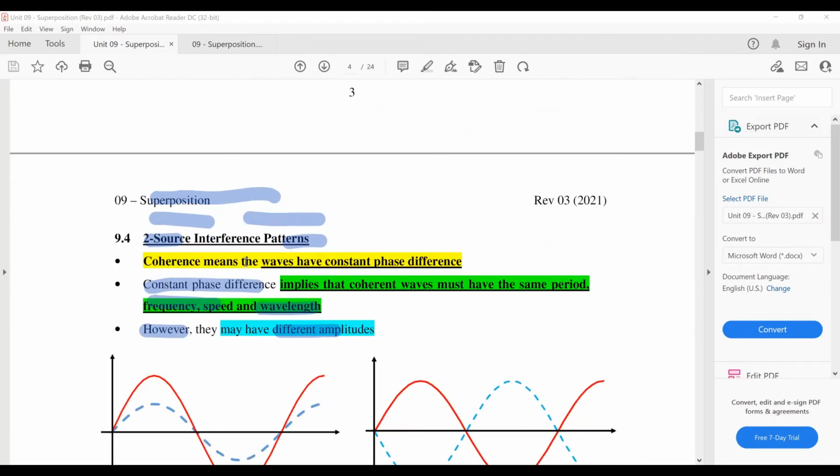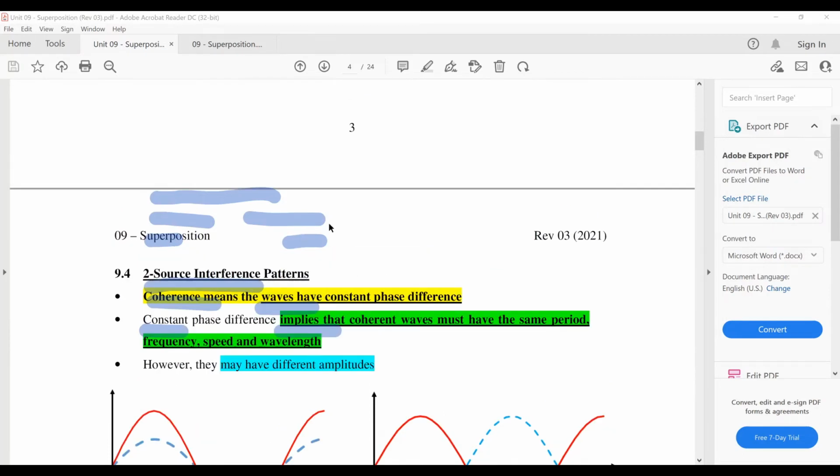Okay, so now we talk about something similar again. If you look at page 4 of your notes, okay, page 4 of your notes, the one where we talk about 2 source interference patterns.